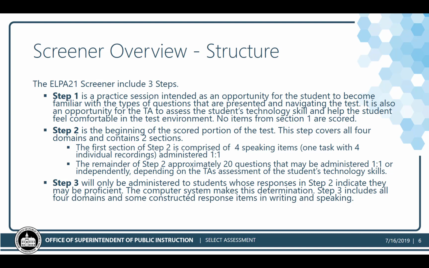Step 3. Students who are not on trajectory to score proficient will be exited from the test after Step 2. For those who are on a path to potentially score proficient, their testing sessions will continue to Step 3. Step 3 includes items from all domains and includes constructed response items that are scored by our test vendor. Step 3 in the screener will only be available if the student is on trajectory to possibly score proficient, based on scores from items in Step 2. This decision is made by the test engine based on the student's performance. It cannot be overturned by the TA.